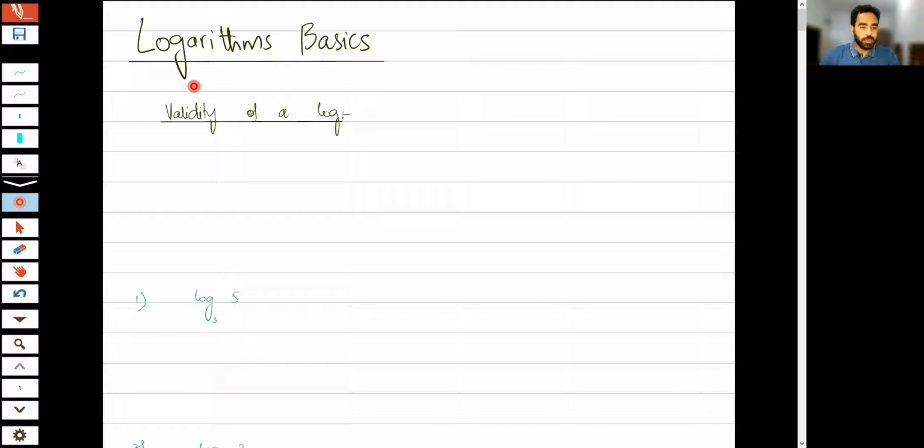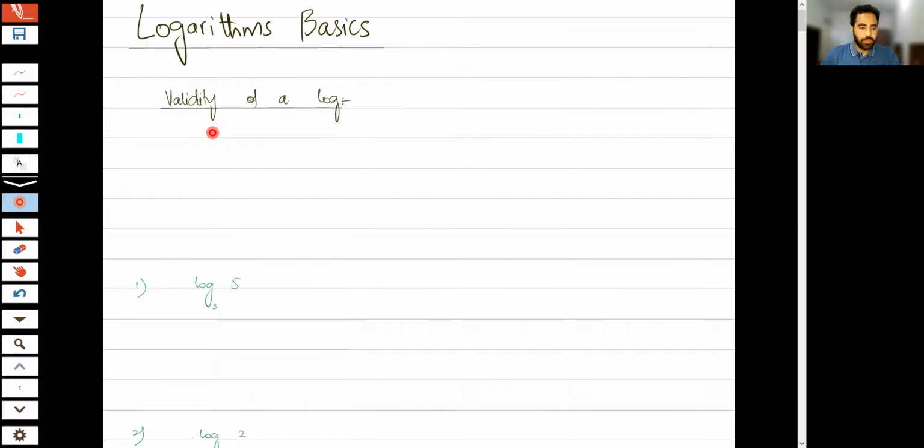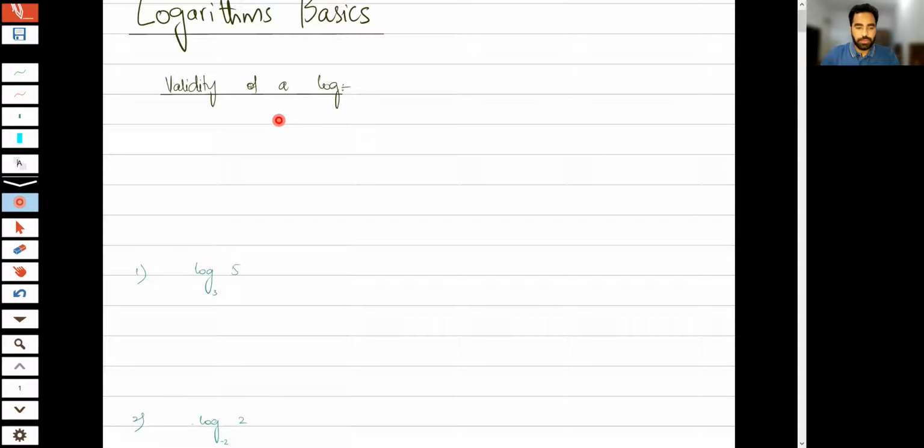Okay. In this video, we are going to discuss the basics of logarithms. The first thing that we are going to discuss would be the validity of a log. What are the conditions that make a log valid?